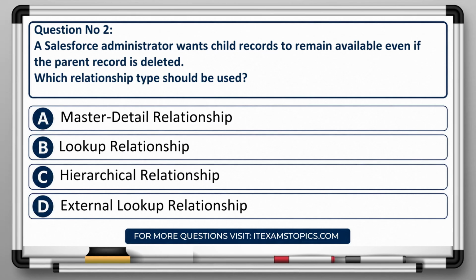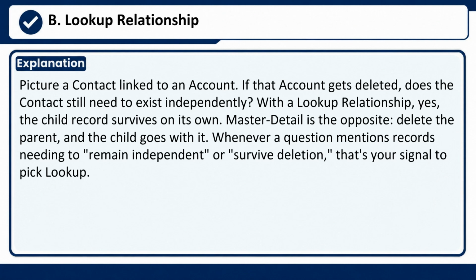Question number 2. A Salesforce administrator wants child records to remain available even if the parent record is deleted. Which relationship type should be used? A. Master detail relationship. B. Lookup relationship. C. Hierarchical relationship. D. External lookup relationship. Correct answer, B. Lookup relationship. Explanation. Picture a contact linked to an account.